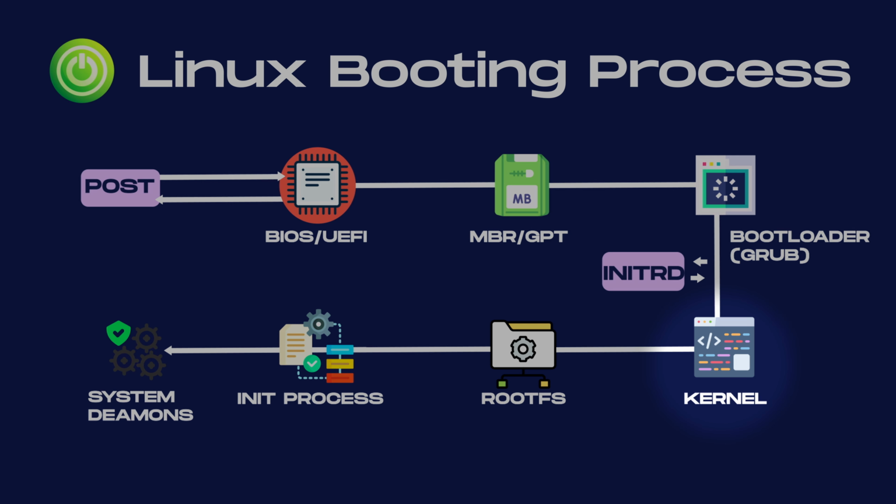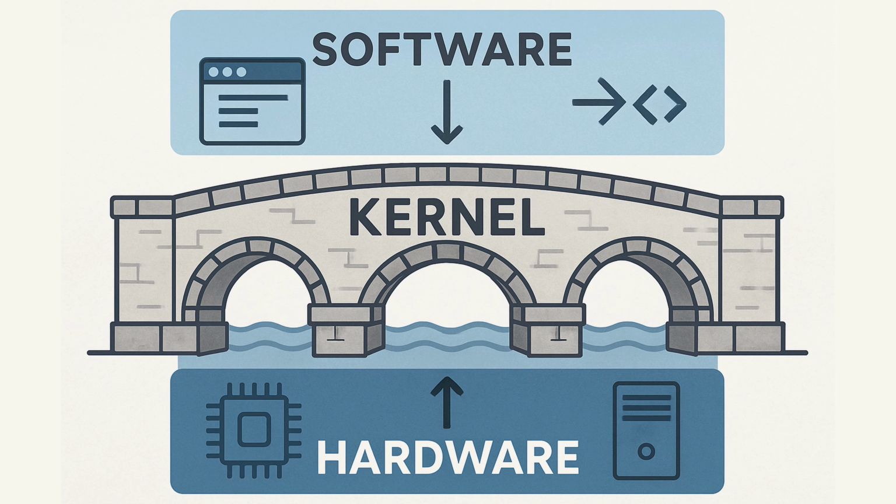In the next step, we have the kernel. The kernel is software which manages the hardware resources. It acts like a bridge between hardware and software. The kernel initializes hardware, mounts the root file system, and finally starts the user space initialization process. The kernel uses the information provided by the initrd to mount the file system, like the type of the file system, partition, etc.